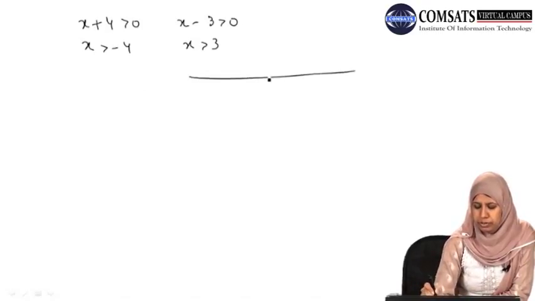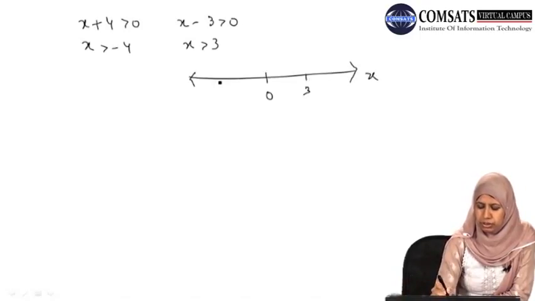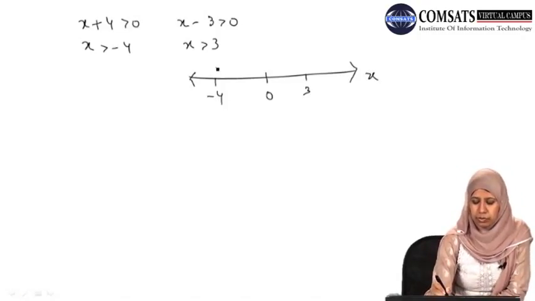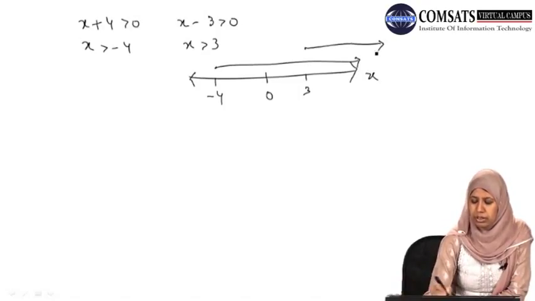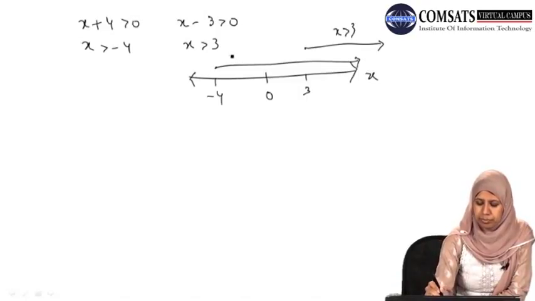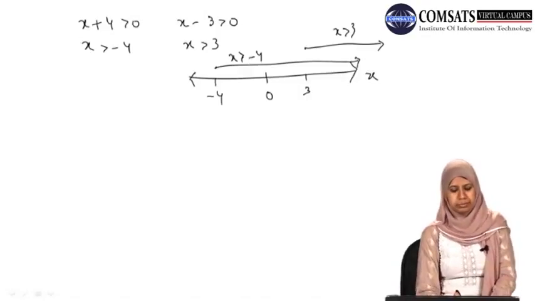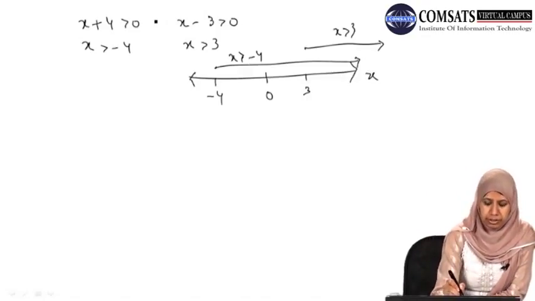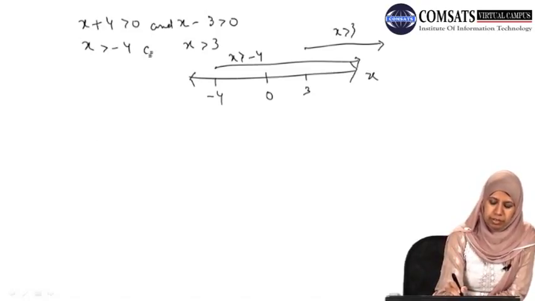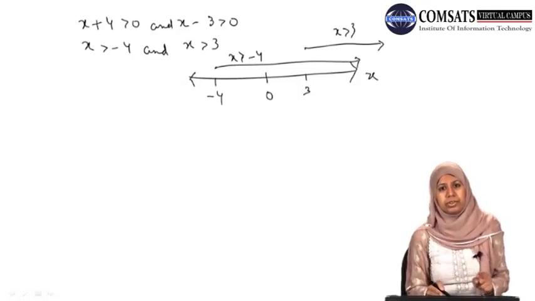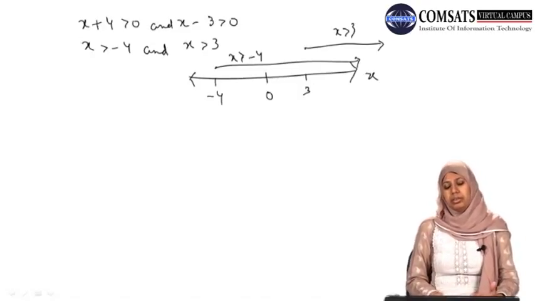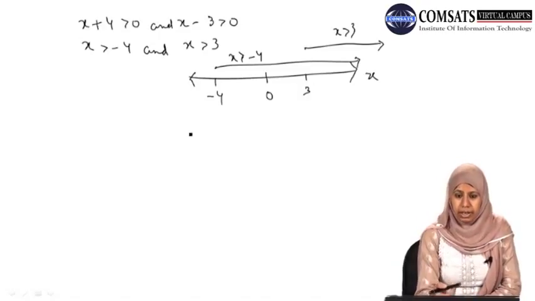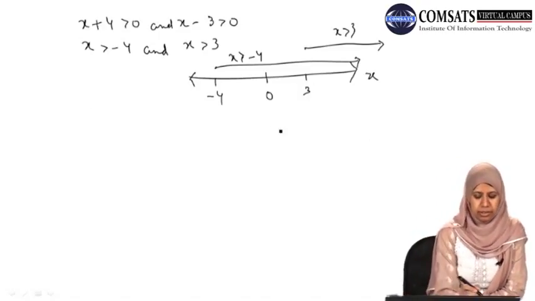What does this mean on our real line? This is x, 0, 3, minus 4. X is greater than minus 4 means from here onwards continuing. X is greater than 3 means from here onwards continuing. Here we have an 'and', so we take what is in common. We should remember that when both are positive the product is positive, or when both are negative the product is also positive. That is, when x is greater than minus 4 and x is greater than 3 the product is positive.